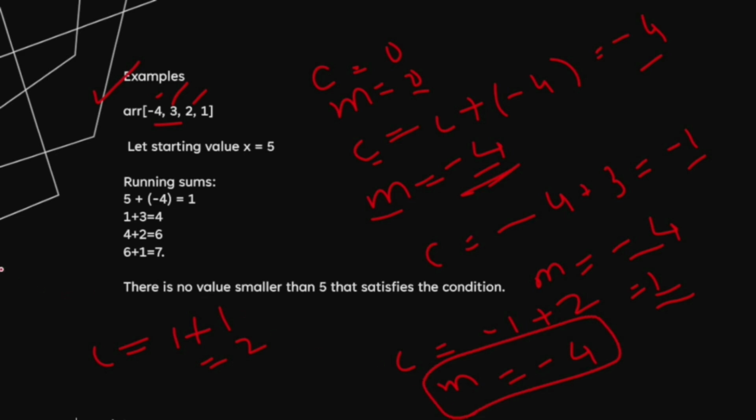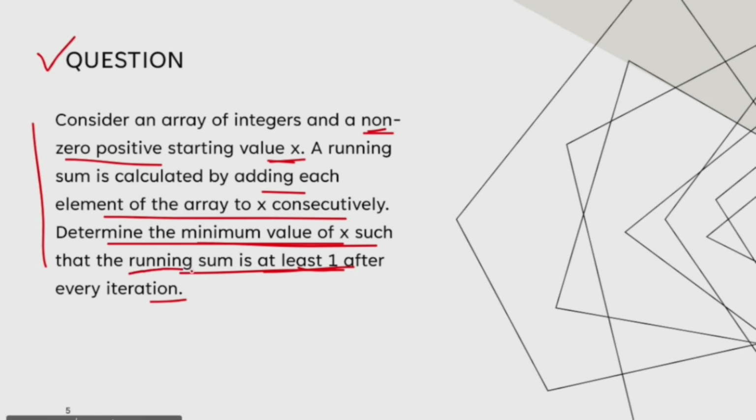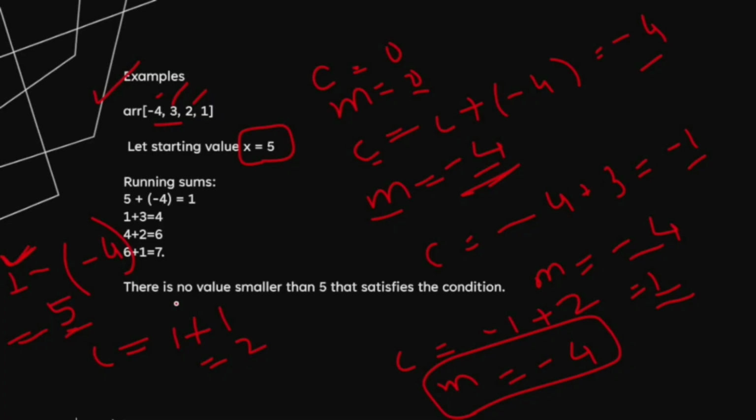Now at the end what we will do is 1 minus minus 4. What do we get? 5. Now you can check your x value as well. Yes, it is matching with our x value. The point is why we are doing 1 minus: if you remember, the question said the running sum should be at least 1 after every iteration. So that's why at the end we are doing 1 minus.